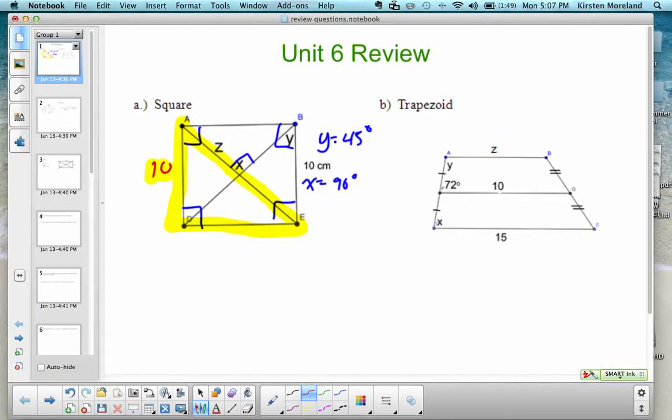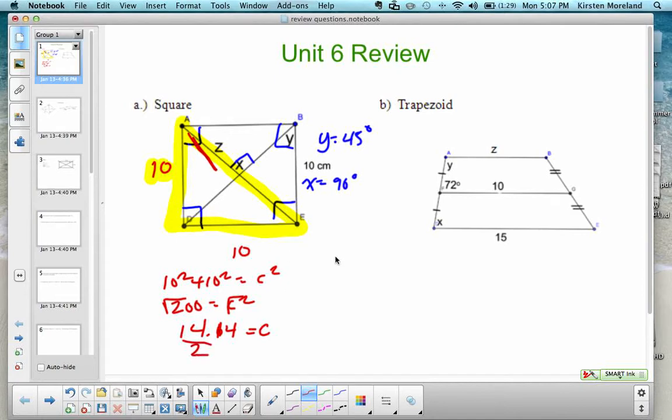So this is 10, this is 10. So to find z, we're going to do 10 squared plus 10 squared equals c squared. So we get 200. Square root of 200 is approximately 14.14. We're trying to find z though, which is just half of it. So we're going to divide that by 2. So z is equal to 7.07.